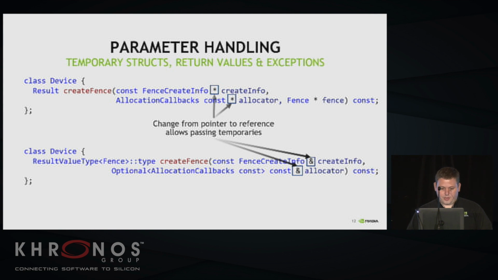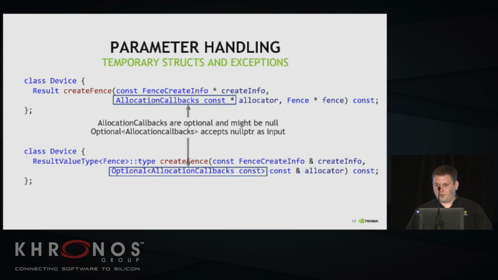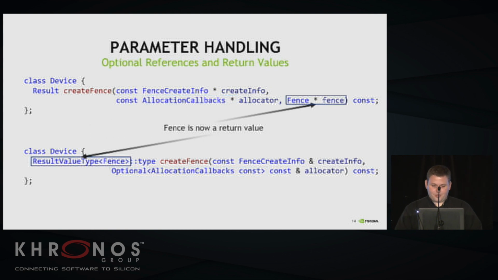And in cases where a parameter is optional, which means it would expect a null pointer, we had to add a special class, Optional, which can handle a null pointer in addition to a reference, and it passes the null pointer directly to Vulkan. And finally, we made the output value, the fence in this example, a return value, because we can return errors by exceptions. But as I said, we don't want to force exceptions onto everyone, because some people really can't use them or don't like them.